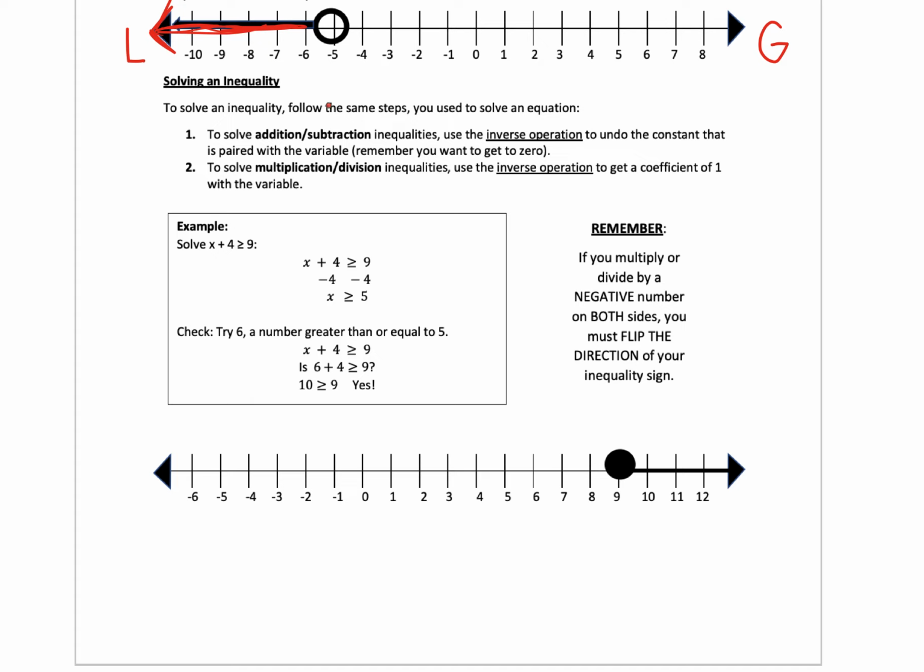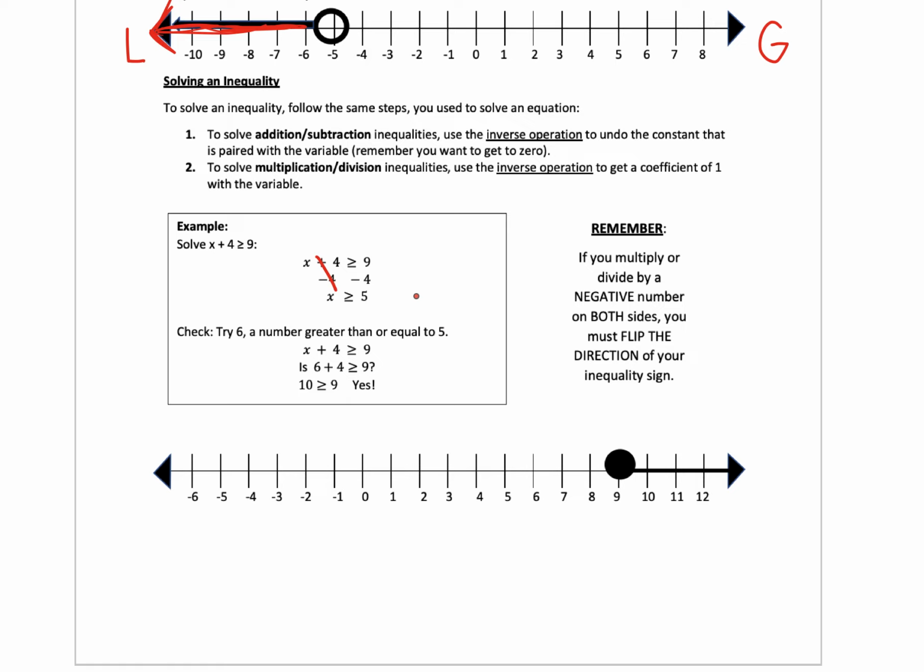When you're solving an inequality, it's the same exact steps as when we were solving equations. Now, the only thing that's different is that if you multiply or divide both sides by a negative number, you must flip the direction of your inequality sign. So in this example, we have x plus 4 is greater than or equal to 9. To solve this, we subtract 4 from both sides. That gets rid of our 4's, and we have x is greater than or equal to 5.